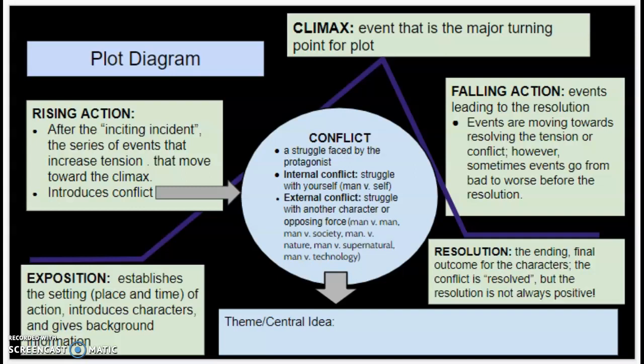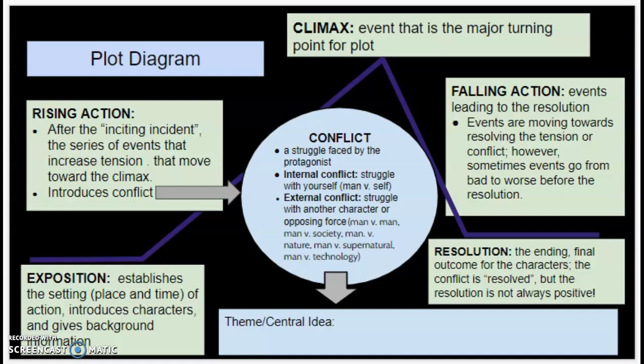Morning. So today I'm going to be talking to you about the plot diagram. The plot diagram just outlines the plot or the main storyline of a narrative. There are 5 elements of plot, and then plot is essentially driven by conflict, which also helps you determine your theme or central idea. So we have a lot of different pieces working together.